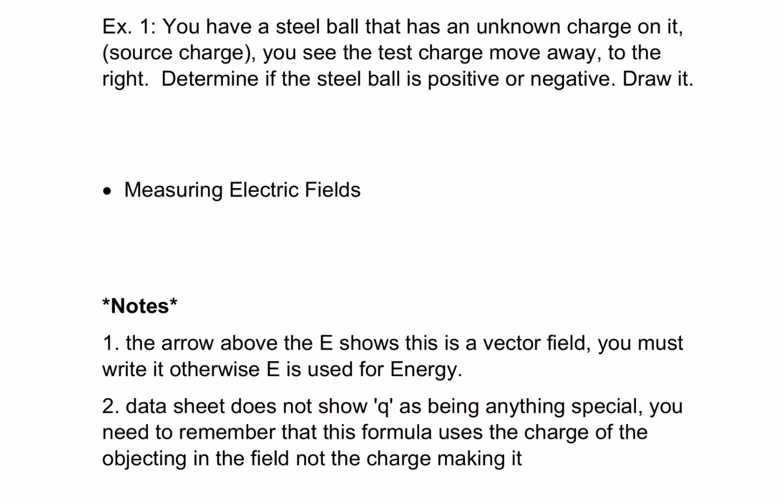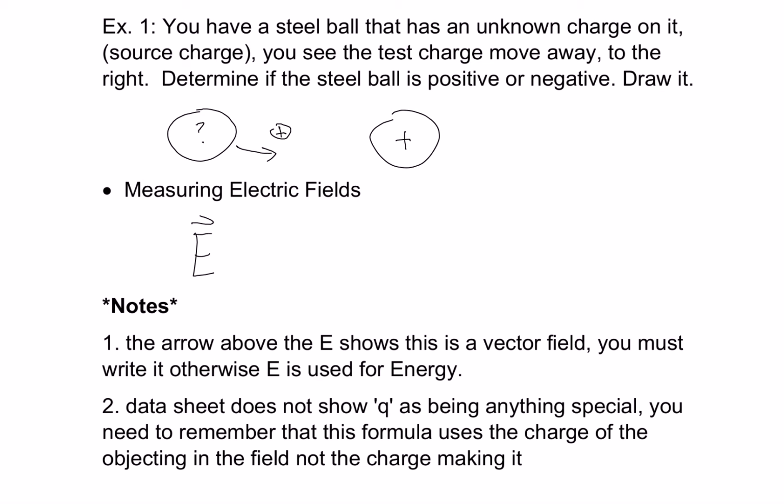So let's do a quick example. It says we have a steel ball that has an unknown charge. So that's our source. We have some sort of unknown charge. It says we put a test charge nearby, and we see that it moves away to the right. So obviously if it's moving away, the original had to be positive. So our original is positive. Okay, so pretty easy idea. It's important to keep in mind that we're talking about our test charge as being the little one in the field, and the one that's creating the field, quite often we'll call the source charge. So for this example, the steel ball is the source, it's positive. The positive test charge then repels and moves away.